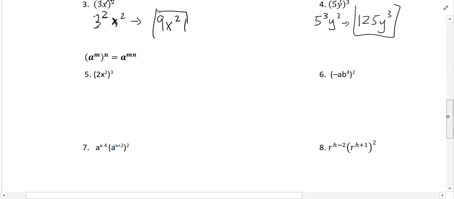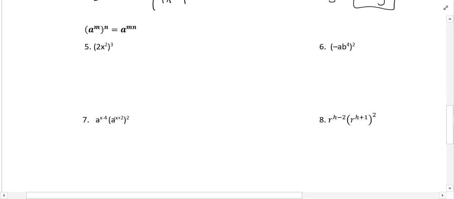All right, our next rule that we have here, it means a power to a power is we need to multiply. So we're going to distribute this, and we're going to get 2 to the 3rd. And then we're going to get x squared to the 3rd, which is going to give us x to the 6th. So the next step is just to simplify. So 2 to the 3rd is going to give us 8x to the 6th.